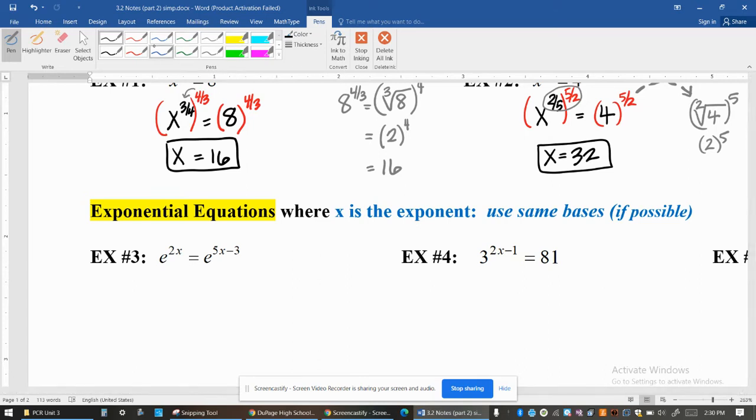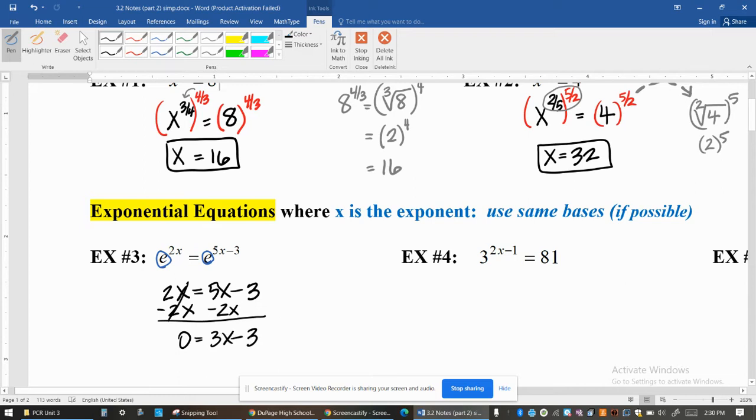So as long as the bases are the same, then their exponents have to be the same. But notice you can only have one base on each side. So I'm going to set the exponents equal to each other, and then I'm going to solve for x. And for this, you're just using good old inverse order of operations.